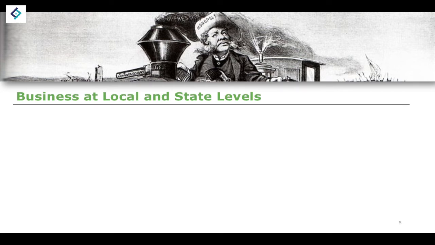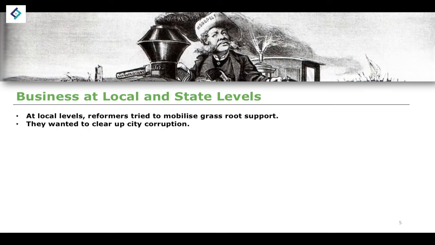Continuing then, let's think about how we look at business from not just the federal level, which contributes to the entire United States, but let's think about how business looked and operated at a local and state level as well. At local levels, reformers tried to mobilize grassroots support in terms of trying to essentially reform business practices. They wanted to clear up inner city corruption. They wanted to clear up corruption within local, state, and federal government systems, starting within the cities.